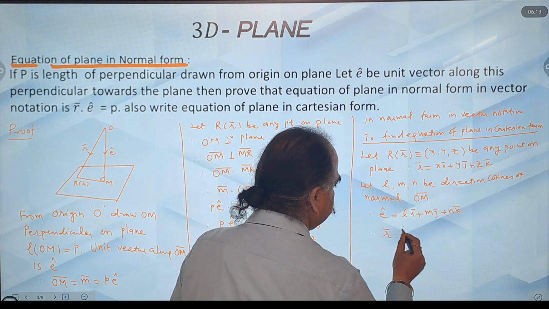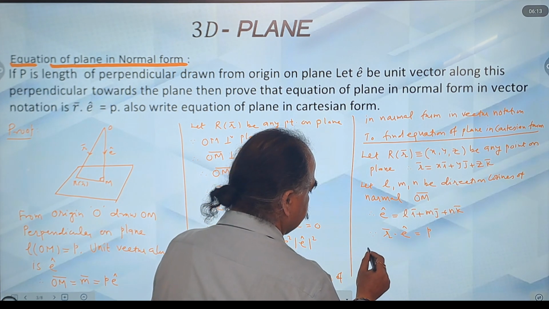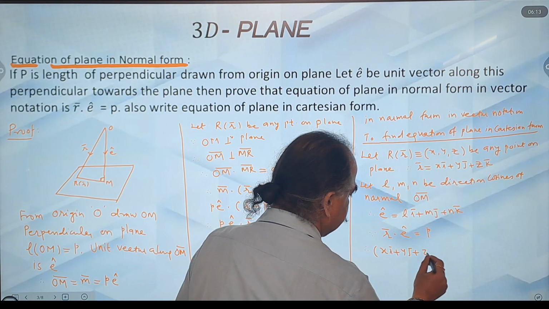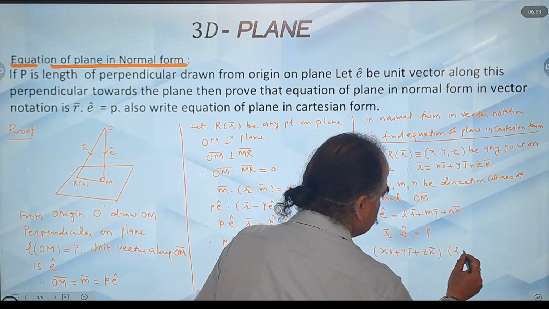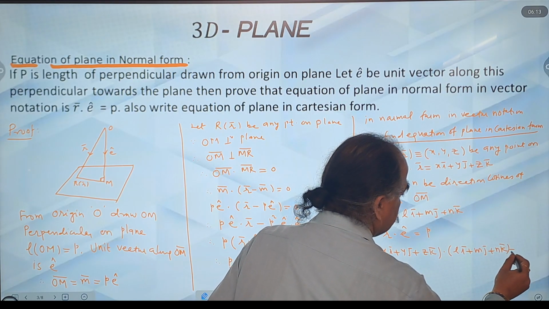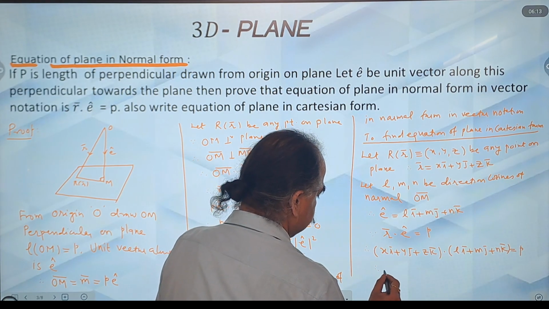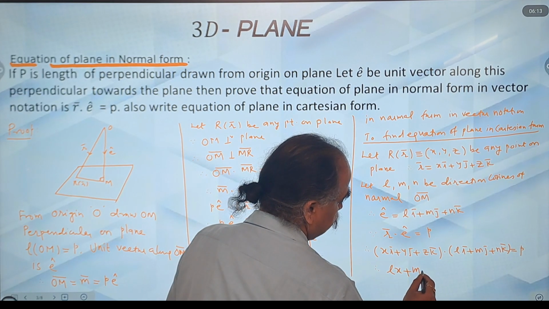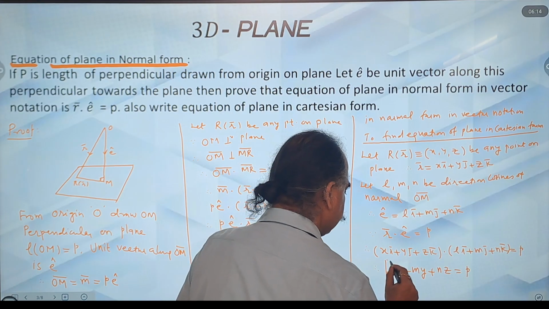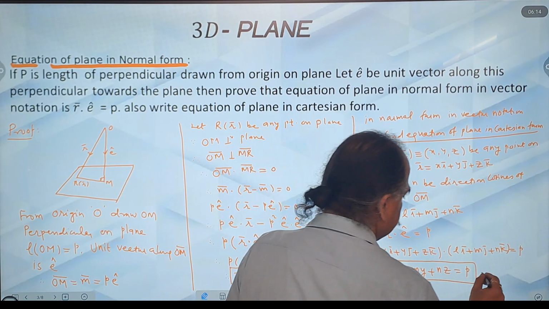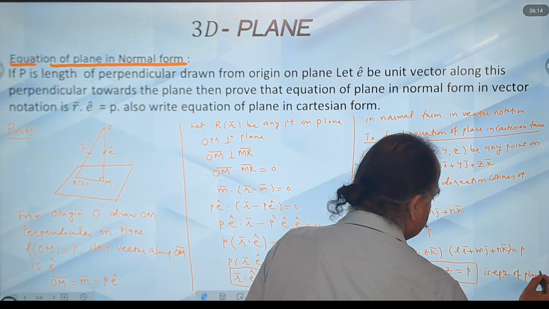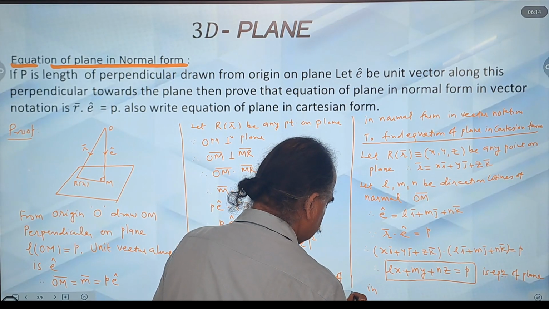Since R bar dot E cap is equal to P, so Xi plus Yj plus Zk dot Li plus Mj plus Nk is equal to P. Therefore, Lx plus My plus Nz is equal to P is the equation of plane in Cartesian form.